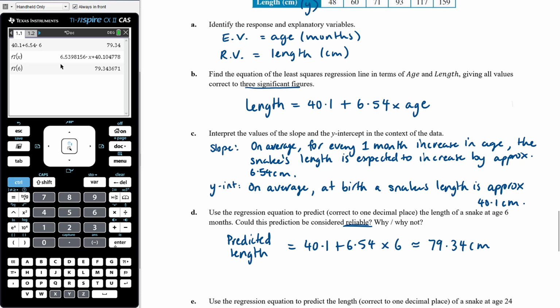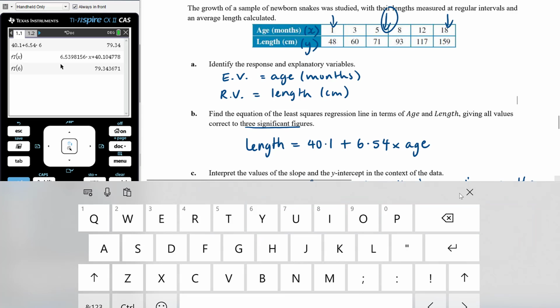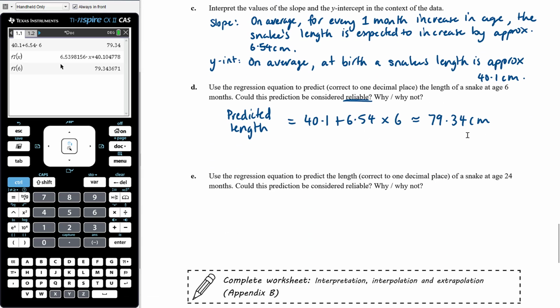Okay, so 6 months is within the range of the data set. The data set goes from 1 month to 18 months. 6 months is somewhere in here, and so that's an interpolation. And so therefore the prediction should be pretty reliable. Okay, so this prediction is an interpolation. Hence, it can be considered reliable.